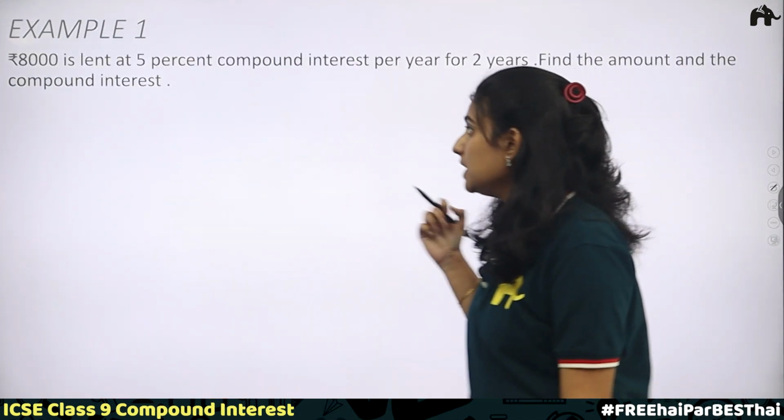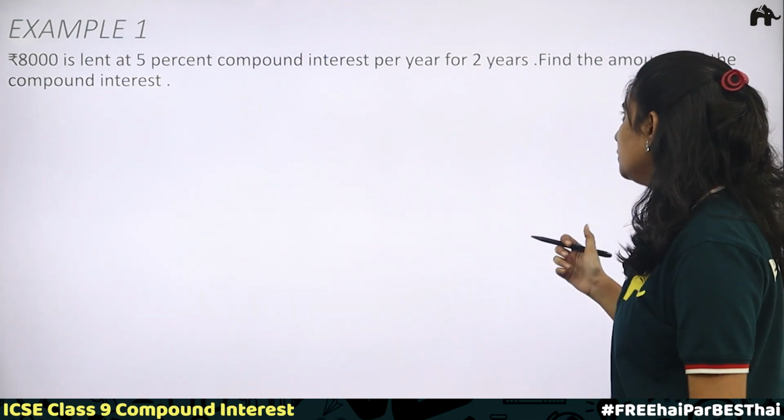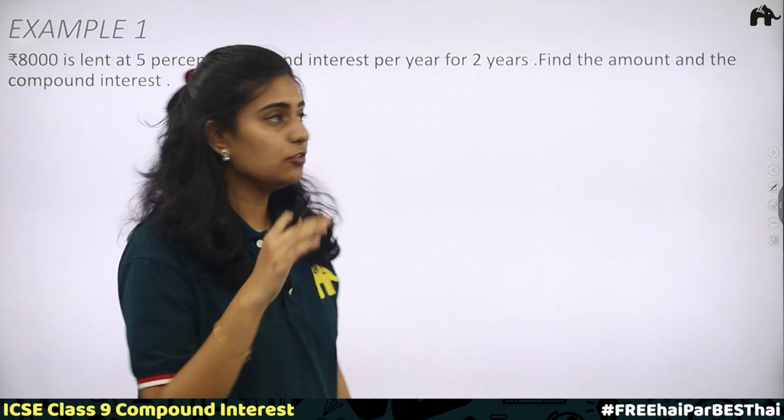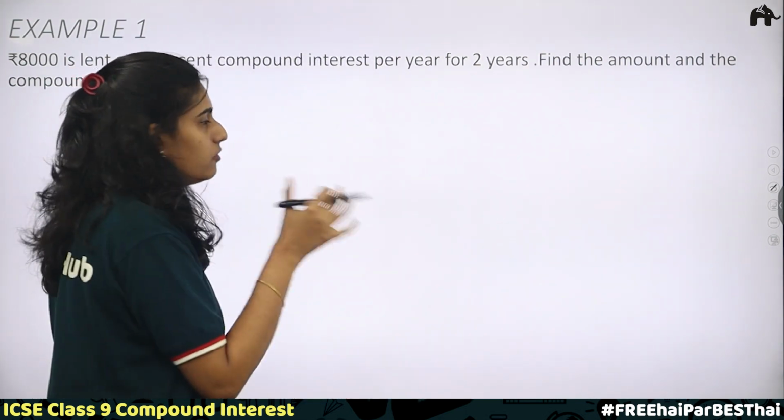Let us take an example. Rupees 8,000 is lent at 5% compound interest per year for 2 years. Find the amount and the compound interest. So we have to separately find for first year and second year the compound interest, and we have to take the sum of the interest.